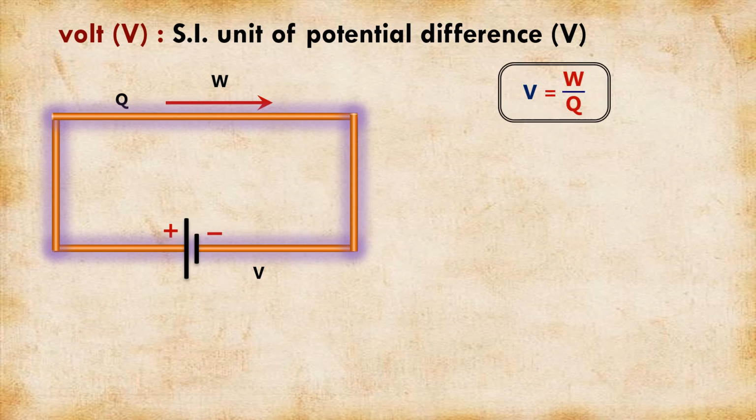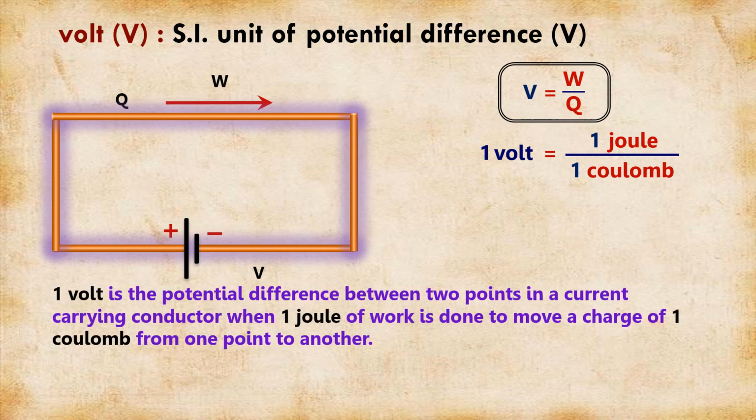So the potential difference is measured as V is equal to W by Q. Volt is equal to joule per coulomb. So we say 1 volt is equal to 1 joule divided by 1 coulomb. How do we define 1 volt? 1 volt is the potential difference between 2 points in a current carrying conductor when 1 joule of work is done to move a charge of 1 coulomb from one point to another. So 1 V is equal to 1 joule per coulomb.